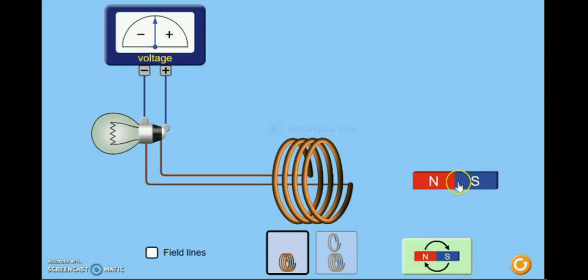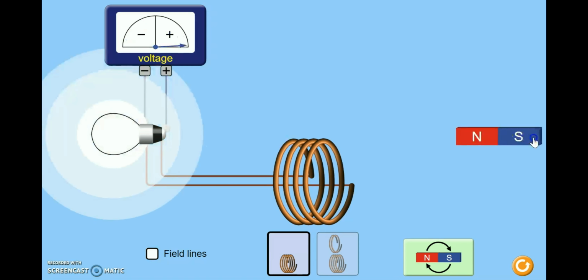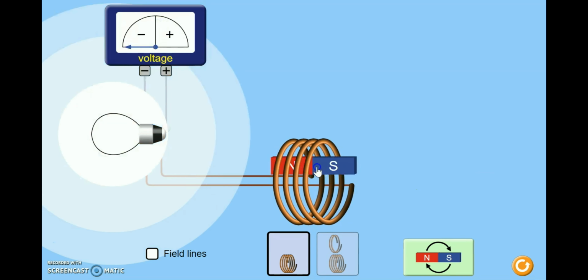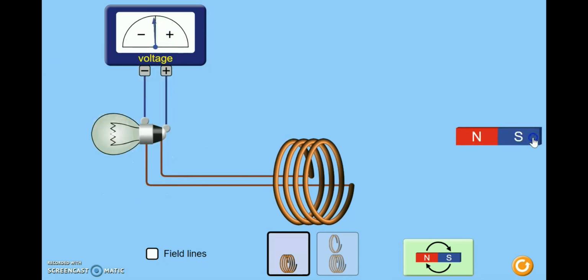Now, look closely at the angle of the deflection of the voltmeter. When the magnet is pushed slowly into the solenoid, the angle of deflection is small. However, when the magnet is pushed at a higher speed into the solenoid, the angle of deflection is bigger compared to before. In conclusion, the faster we cut the magnetic flux, the higher the magnitude of EMF produced.